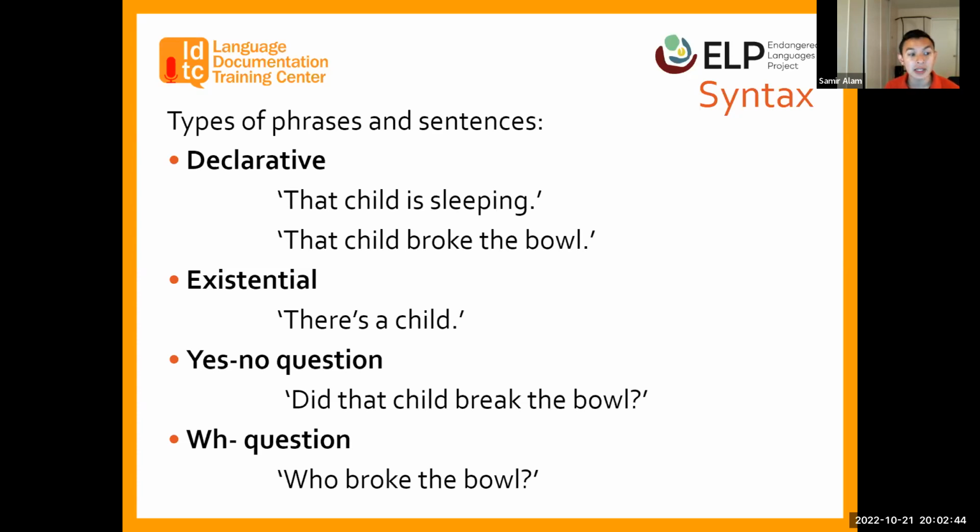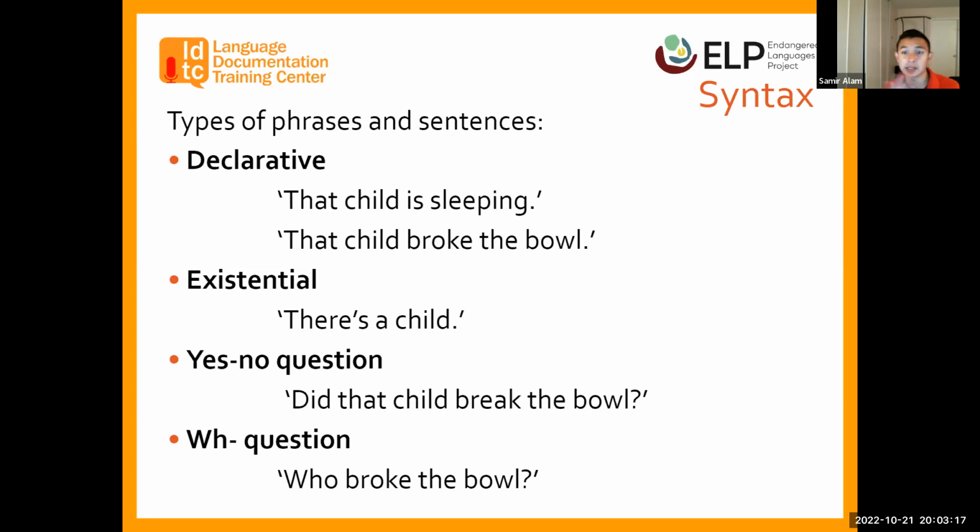Declarative sentences are talking about the state of the world as it is, or something that they believe. So, that child is sleeping. When somebody says that sentence, they're saying, this is what I believe the world to be. If I say that child broke the bowl, I'm telling you that the child broke the bowl, and that's the state of the world as I believe it to be.